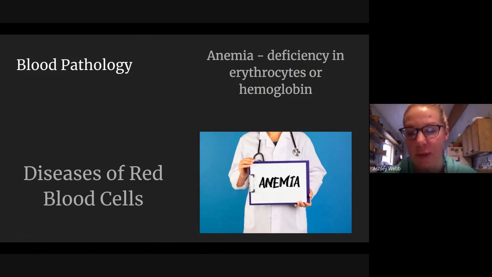Like, for example, anemia. Anemia is a deficiency in erythrocytes or hemoglobin. So if we think of anemia, we think of iron levels, and hemoglobin is what carries iron and oxygen in your blood. So a deficiency in that is anemia. There are 5 different types of anemia that the book talks about, but we're not going to get into all that. We're just going to talk about anemia as a deficiency in erythrocytes. Okay.